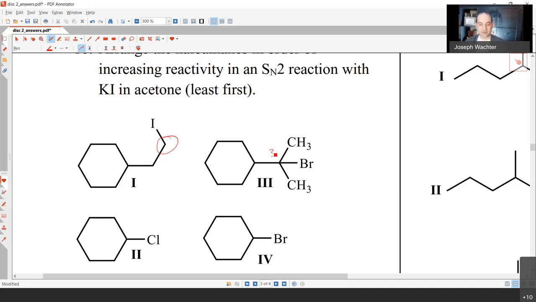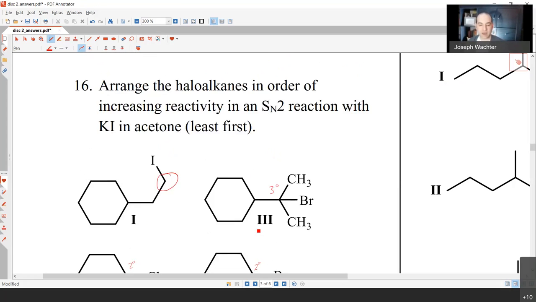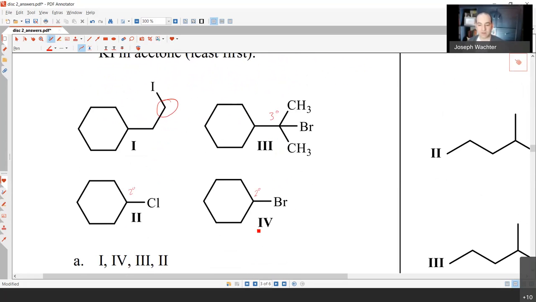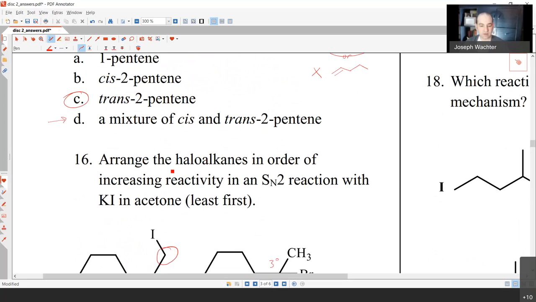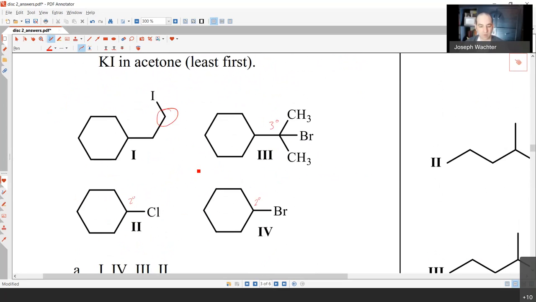So here you have a tertiary carbon, here you have a secondary, here you have another secondary, and here the primary carbon, which is going to be the most reactive. The least reactive is number three, the tertiary carbon, and in between we've got our secondaries. What does it say? Increasing reactivity? Yeah. So we know that one is going to be the most and three is going to be the least. What are we going to do in between? How are we going to judge the other two?